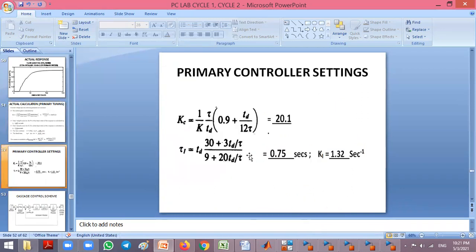You implement it in the formula and find the values of Kc and Ti. What you are finding is Ti, but in MATLAB you have to implement it as Ki. So 1 by Ti is your Ki, the formula we have studied in process control. So 1 by 0.75 is 1.32 second inverse. With this, the design of the cascade is getting completed.